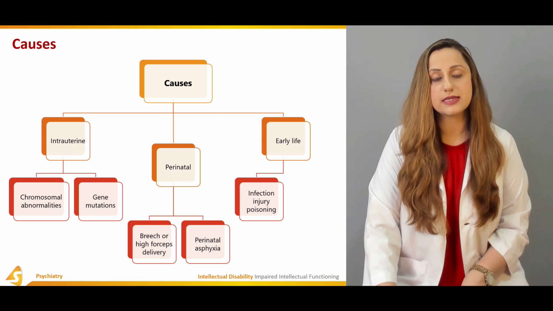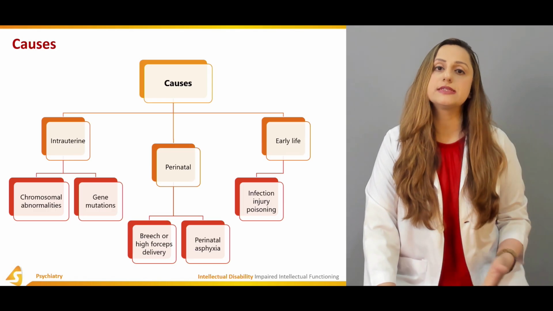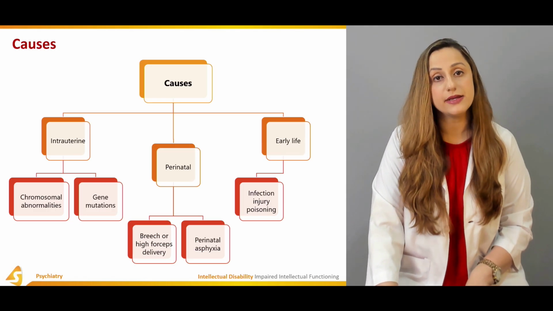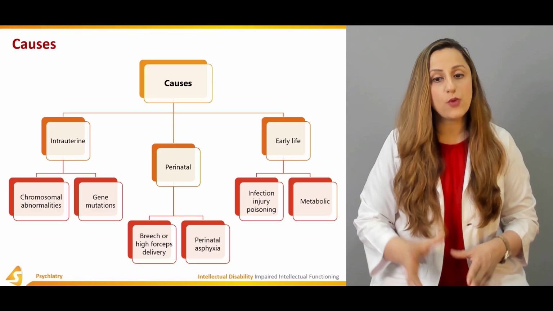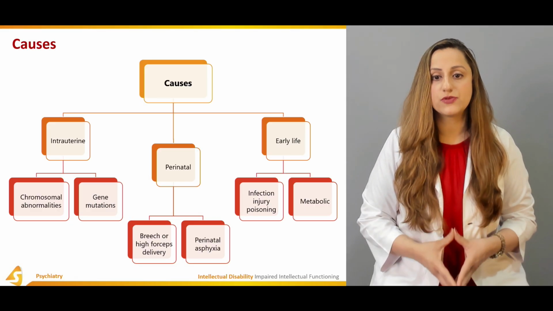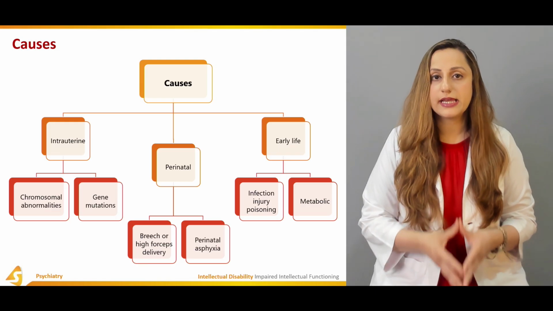The injury is again very important. A lot of poisons can cross the blood-brain barrier and they can affect the intellect of the individual. The metabolic disturbances can again result in intellectual disability.